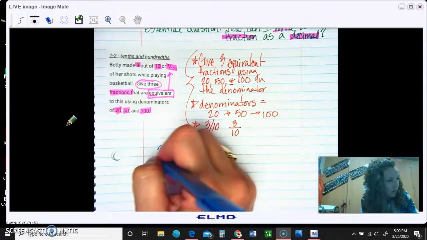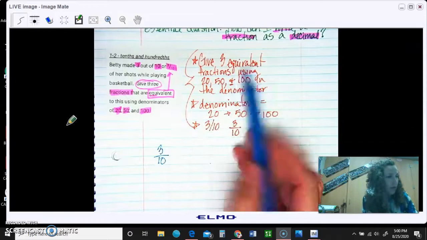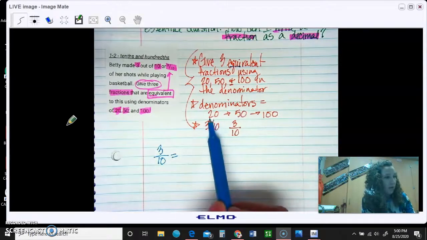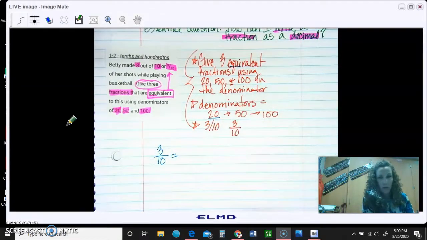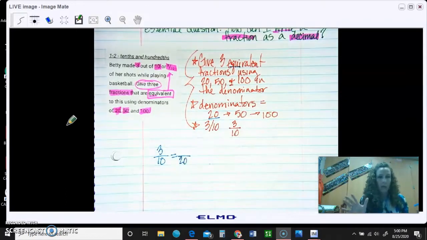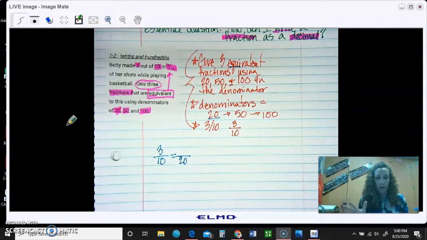It's 3/10, and I know it's saying equivalent, so that means equal. And I know the first denominator I need to use for the equivalent is a 20. So I'm going to put that 20 right there. Now I'm stuck. What do I do?